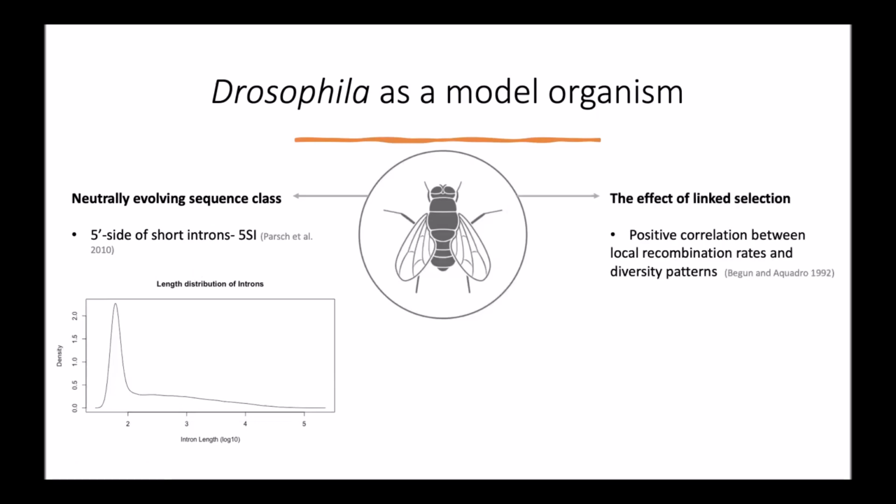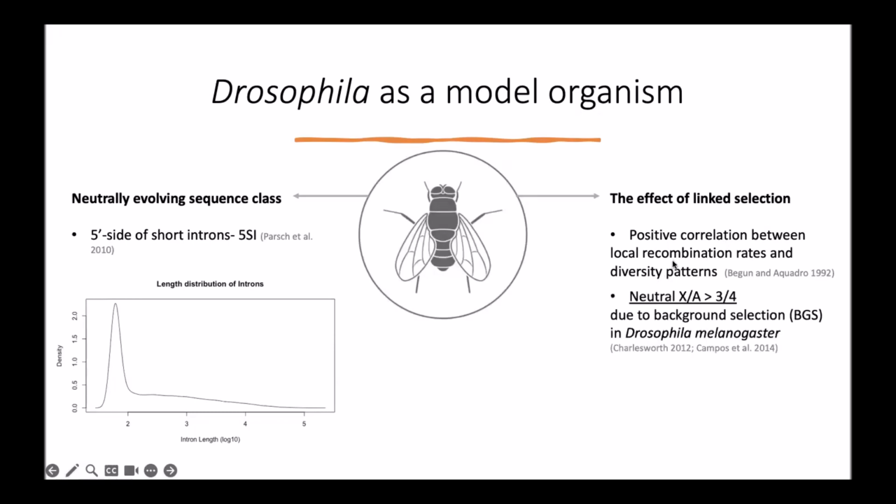Furthermore, the first documentation of the effect of linked selection has been shown in this species by the positive correlation between the recombination rates and the polymorphism. It has also been suggested that background selection causes the observed X/A polymorphism ratio to be higher than the neutral expectation of 3/4. The reason for that was the higher recombination rate on the X leads to less reduction in the diversity.